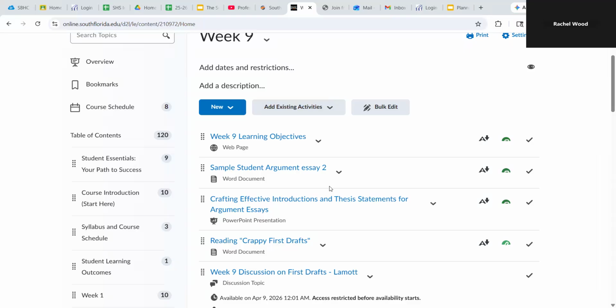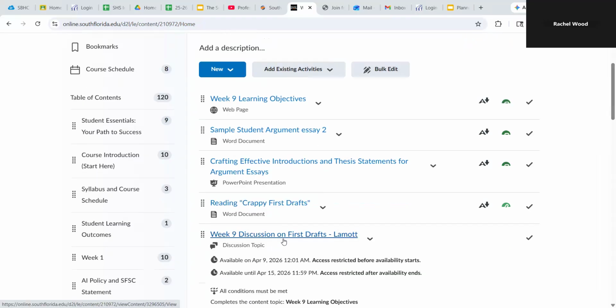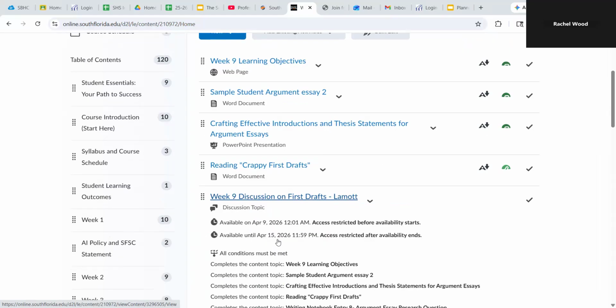Okay, so going into week 9, I have here the essay that I went over. This is Crappy First Drafts from Anne Lamott. I do encourage you to read that. You have a discussion on first drafts by Anne Lamott. It is imperative that you do participate in the discussions. Those are graded, and you do need to have 1 post initially and then 2 posts to your response.